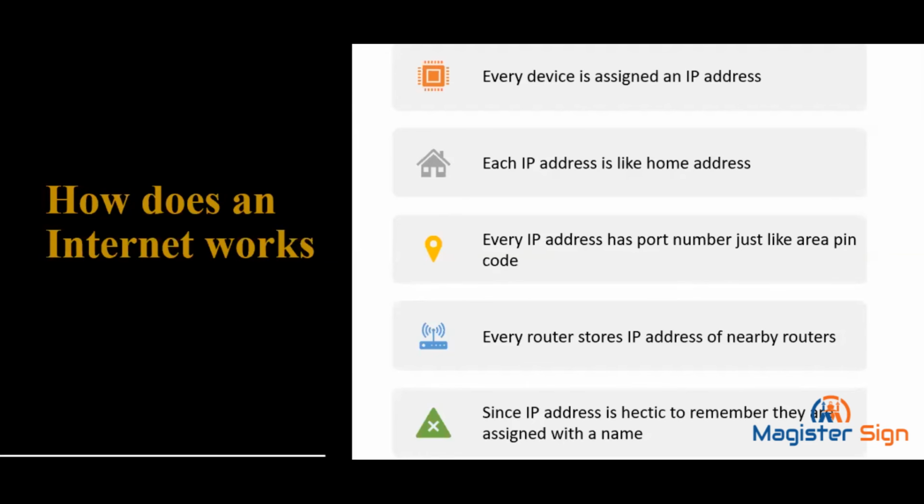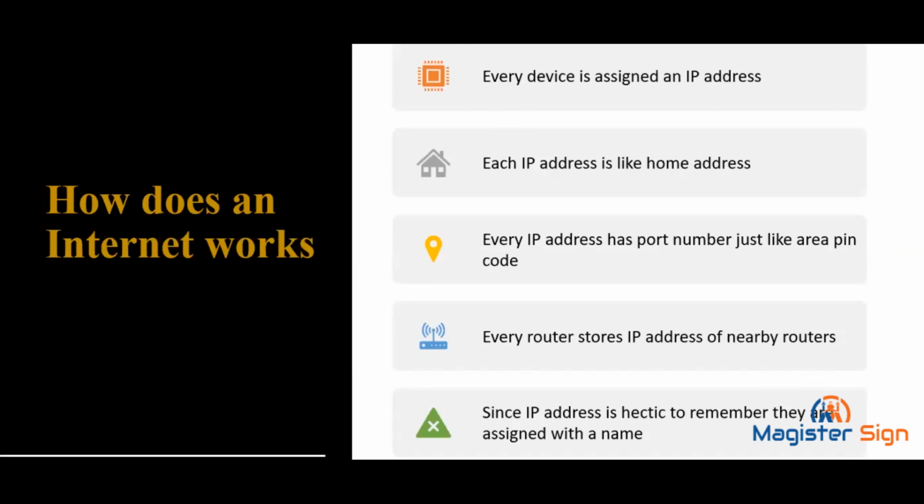And every IP address has something called a port number. Just like you have an area code or pin code. If I want to send a post to Magister Sign, I will need to write the full address and also the area pin code, because the same address can be present in Andhra Pradesh, Bangalore, West Bengal or any part of the world. So you need to specifically write the area pin code. That's how your router identifies the destination.